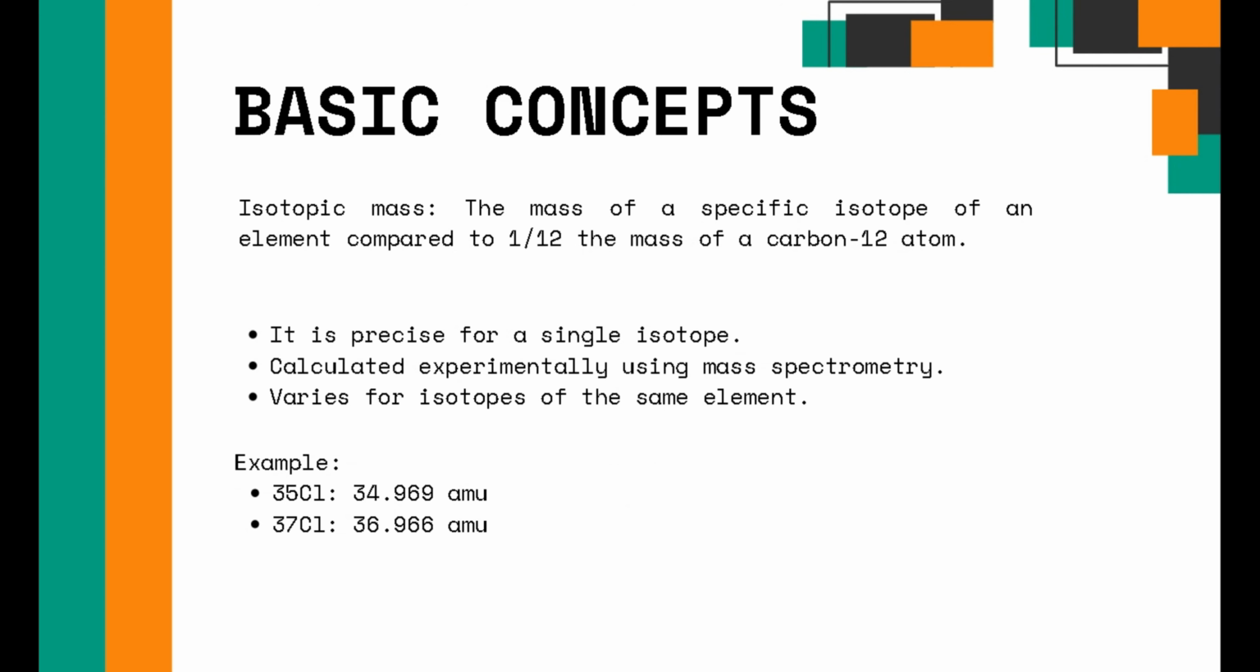Isotopic mass is the mass of a specific isotope of an element compared to 1/12 the mass of a carbon-12 atom. Okay, so this one is different for each isotope within the same element. The atomic mass was the average of all isotopic masses, which we calculated using mass spectrometry. As you saw earlier, we had chlorine 35 and chlorine 37. 35 and 37 are their isotopic masses, which are used to calculate their average atomic mass, which is 35.45.